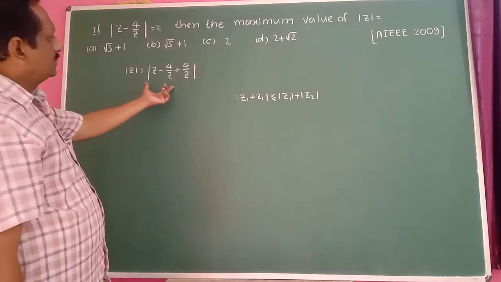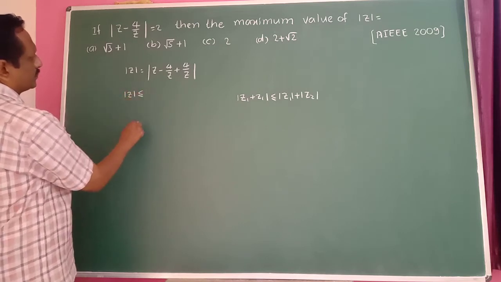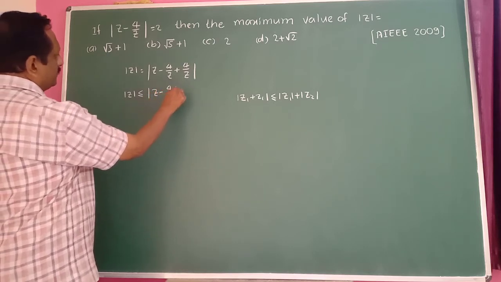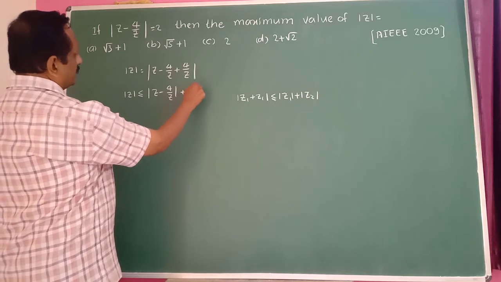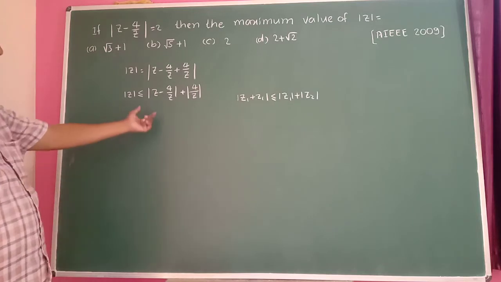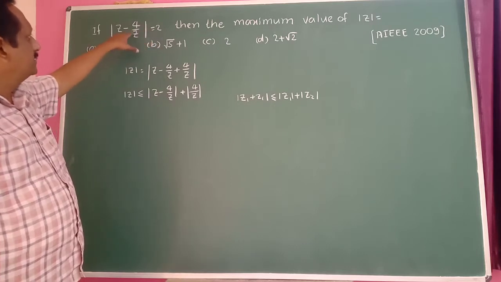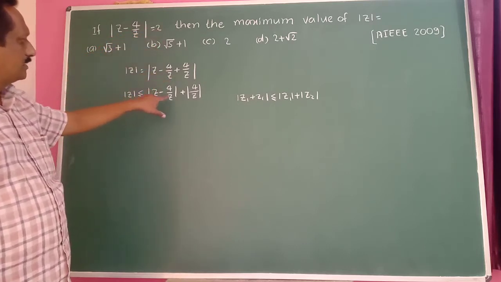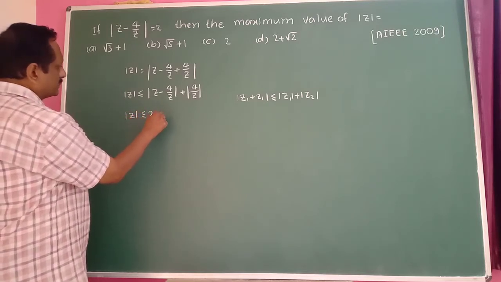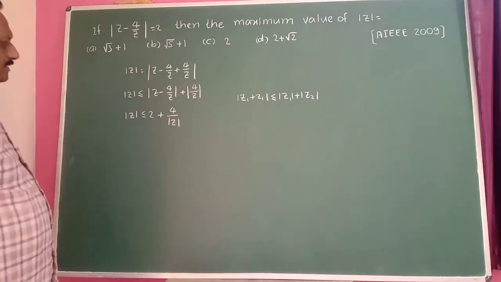Hence, modulus of z is less than or equal to modulus of z minus 4 divided by z, plus 4 divided by z, it's a modulus here. Okay. Then obviously this is a 2, they already given: modulus of z minus 4 upon z value is 2. So modulus of z is less than or equal to 2 plus 4 divided by modulus of z, where 4 is a constant.